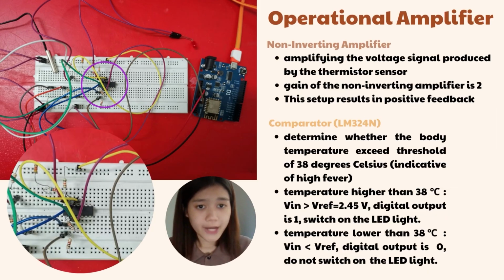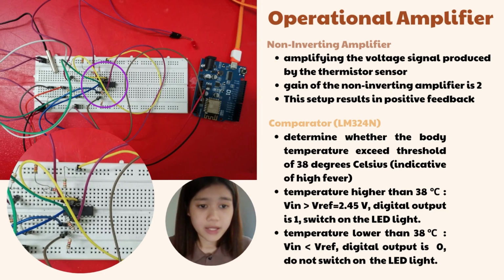The next part of our instrumentation system is the operational amplifier. The non-inverting amplifier is an essential component in the system, responsible for amplifying the voltage signal produced by the thermistor sensor. The amplification process ensures that even small changes in temperature result in significant changes in voltage, thus increasing the system's sensitivity to temperature variation. The gain of the non-inverting amplifier can be adjusted based on specific requirements of the application, allowing for precise temperature measurement. The gain of the non-inverting amplifier is 2.